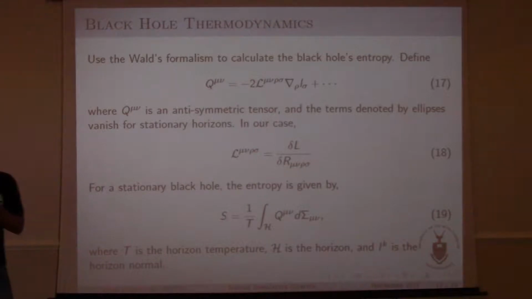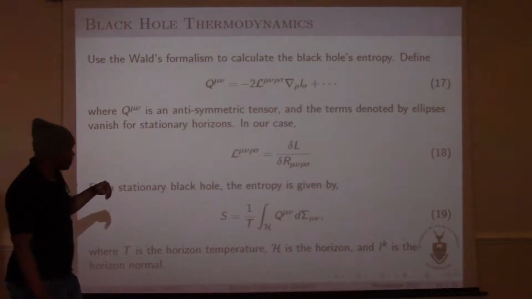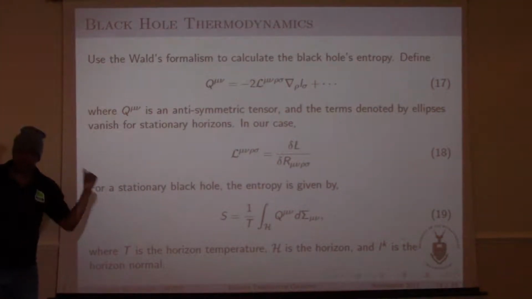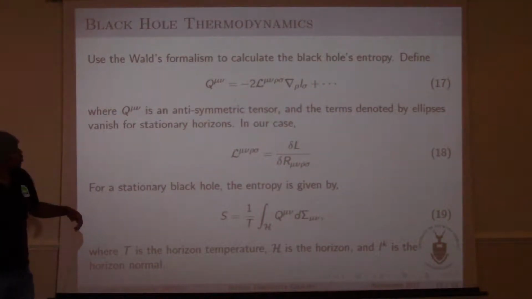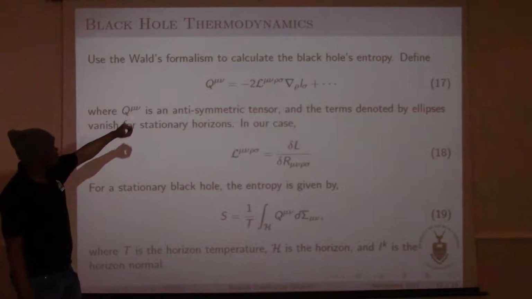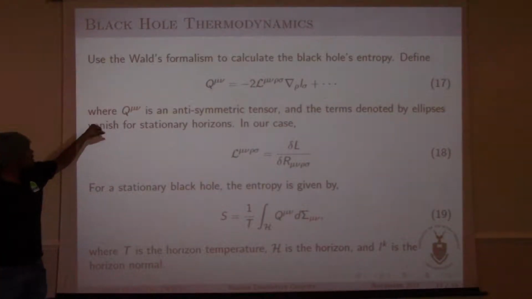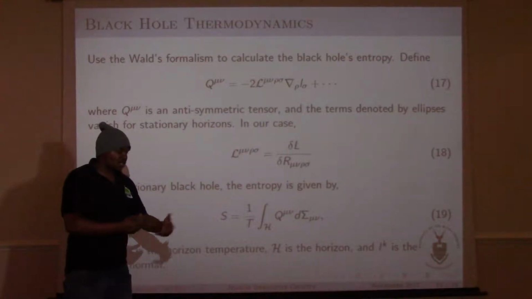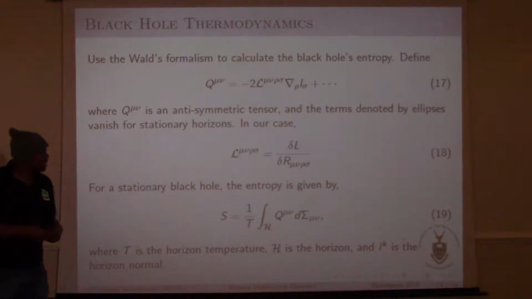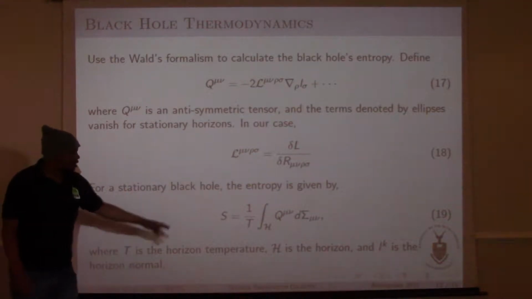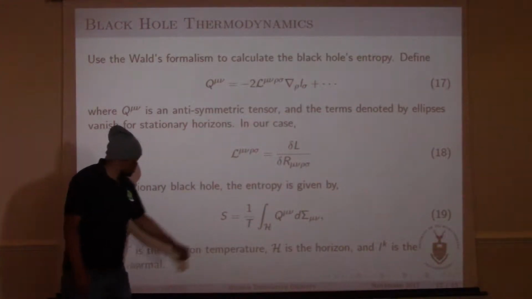And then when we look at black hole thermodynamics, here I just showed how you calculate the entropy using the Wald formalism. You know that you need a rank 2 tensor with your Lagrangian there, and Q is antisymmetric. So in this case, when you vary the Lagrangian with respect to your Riemann tensor, the entropy is defined by that, integrating over the area of the horizon.